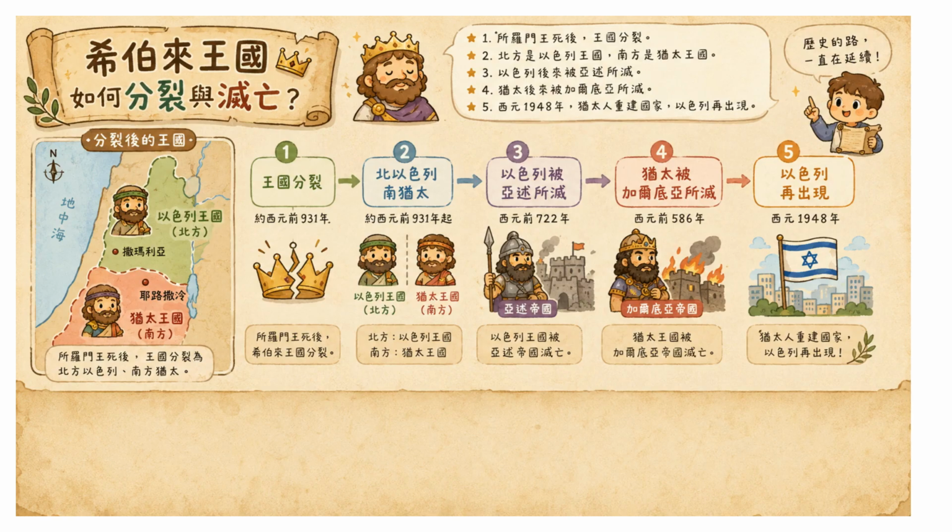Israel in the north and Judah in the south. Later, Israel was conquered by Assyria, and Judah was conquered by Chaldea. Much later, in 1948, the State of Israel was re-established. So when you look at this slide, notice both the losses and the later reappearance.